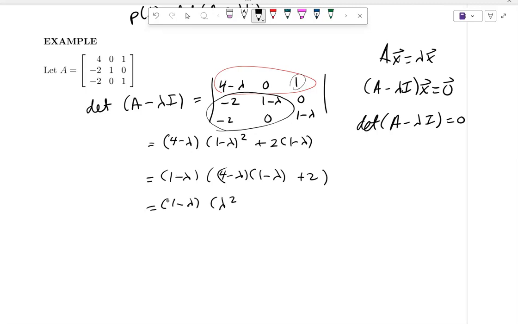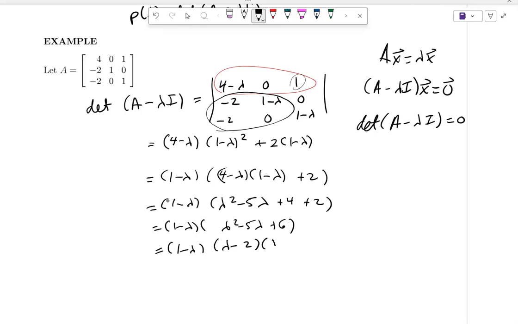we get lambda squared minus 5 lambda plus a 4, and then plus a 2 on the end there, right? Adding the 4 and the 2 together gives me a plus 6, and then I see that that factors as lambda minus 2 times lambda minus 3. This is literally the example that we had at the end of class last time. And we already saw that 1, 2, and 3 were the eigenvalues.